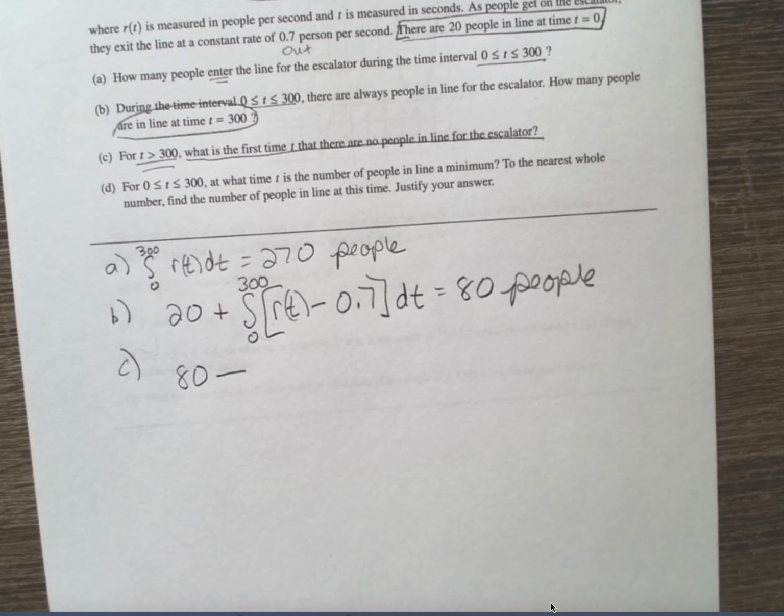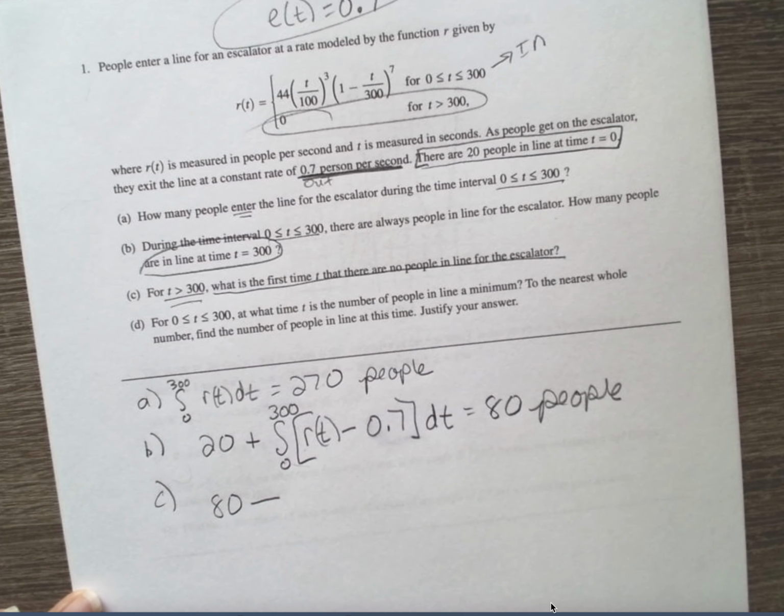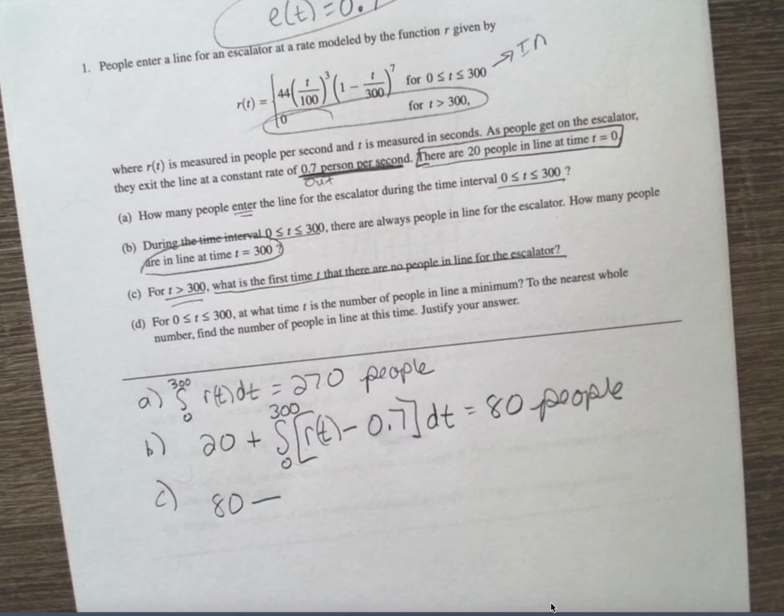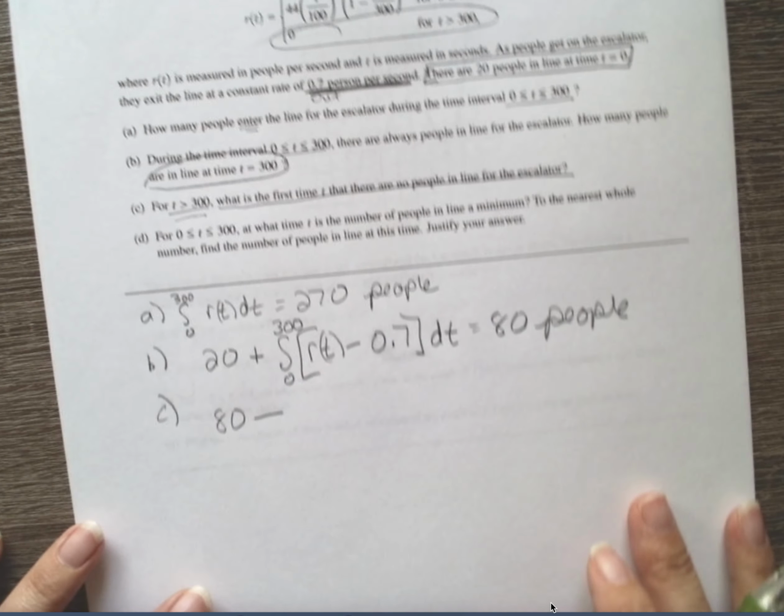Now, you don't really need an integral for this because the rate they're getting on the escalator is 0.7 people per second. So you can figure out how many people get on the escalator if you just take the rate 0.7 and multiply by the number of seconds. So like in 1 second, 0.7 people would be on the escalator. In 2 seconds, 1.4 people would have gotten on the escalator. In 3 seconds, that'd be 0.7 times 3, and so on and so on.